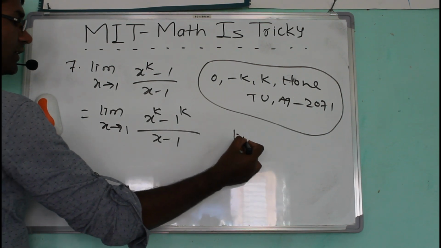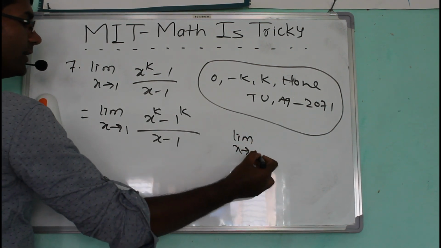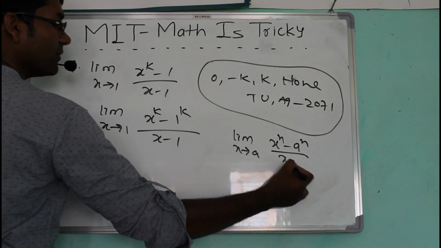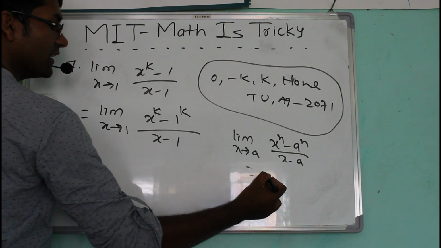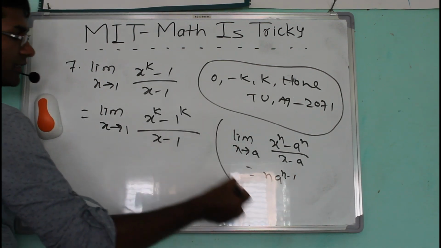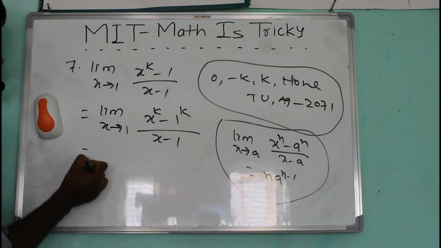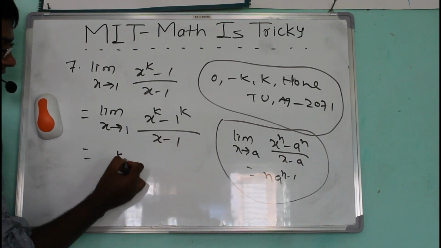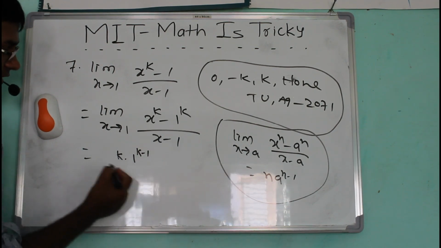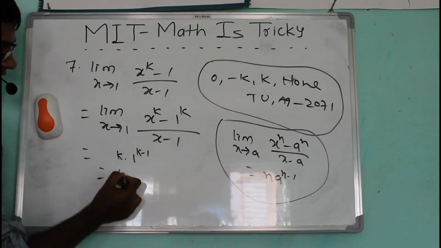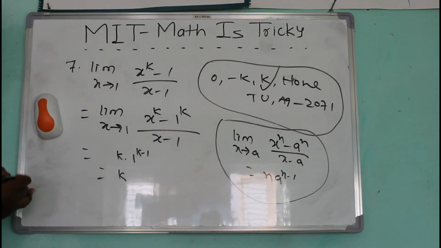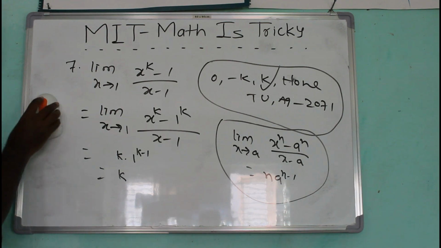Limit x tends to a, (x power n minus a power n) by (x minus a). The formula is very simple here: n a power n minus 1. This is the formula I'm going to use. In this case we will be getting k and 1 power k minus 1 according to this formula. So how much will the answer be? Simply it is k. So our answer will be k. So this is the 7th problem we have solved.